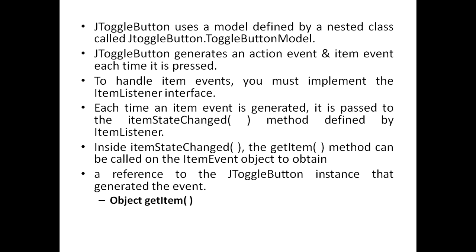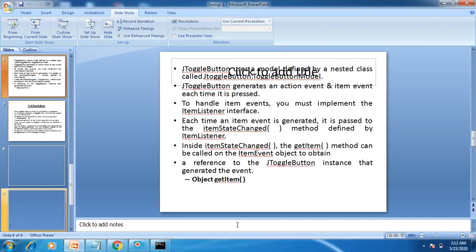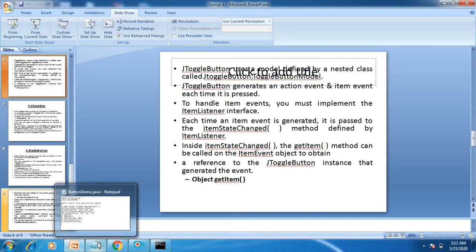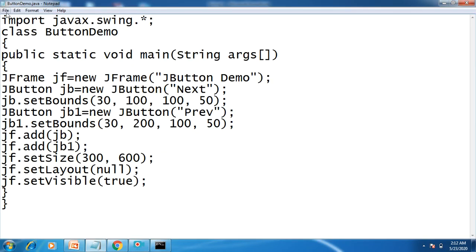So inside this itemStateChanged, the getItem method can be called on the ItemEvent object to obtain a reference to the JToggleButton instance which has generated the event. So you can make use of the getItem method inside this itemStateChanged so as to know the state of the button. So we'll see a demonstration of this program.